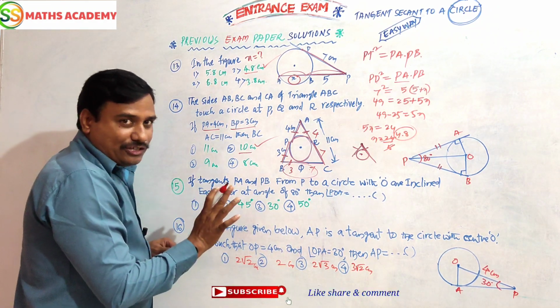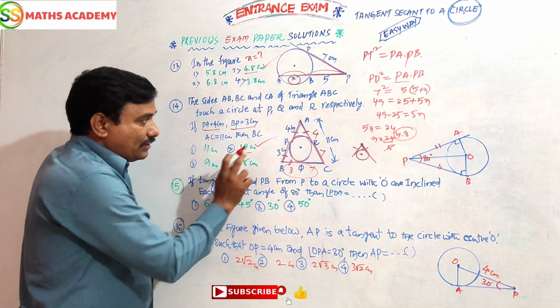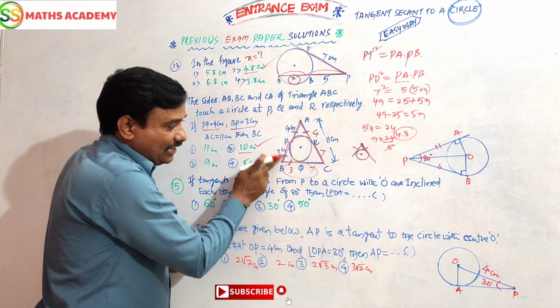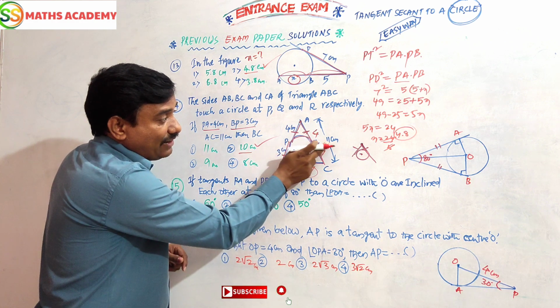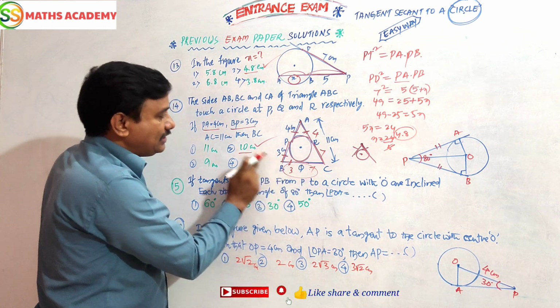Next. Have you understood? 4, 4, 3, 3. If you know this value, automatically you will get this value. Total 11 minus 4 is 7. This is 7. 7 plus 3 is 10.